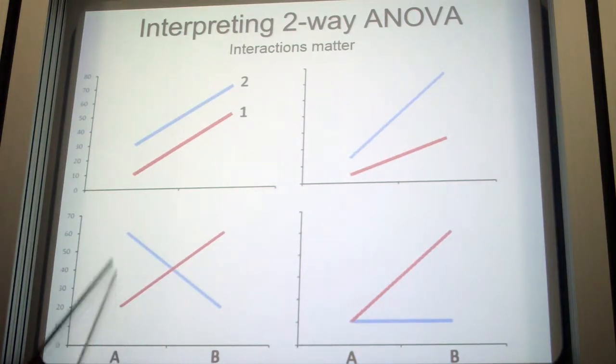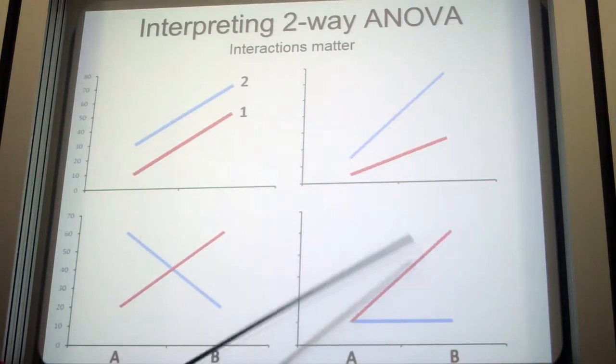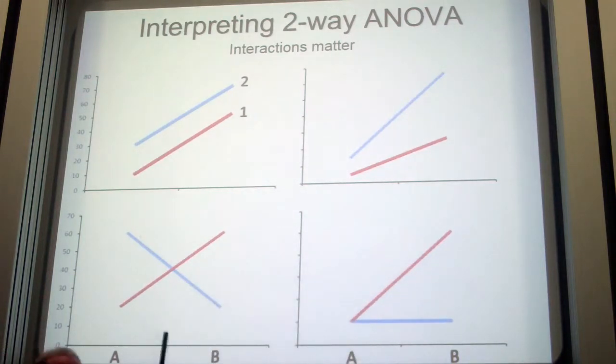And in this case, the red and the blue are always different from each other. So at no point are they the same. It just depends which level you're looking at as to which is higher. Here's another example of an interaction where the main effect of the red versus blue is only evident under condition B. There's a difference here, but not in condition A.